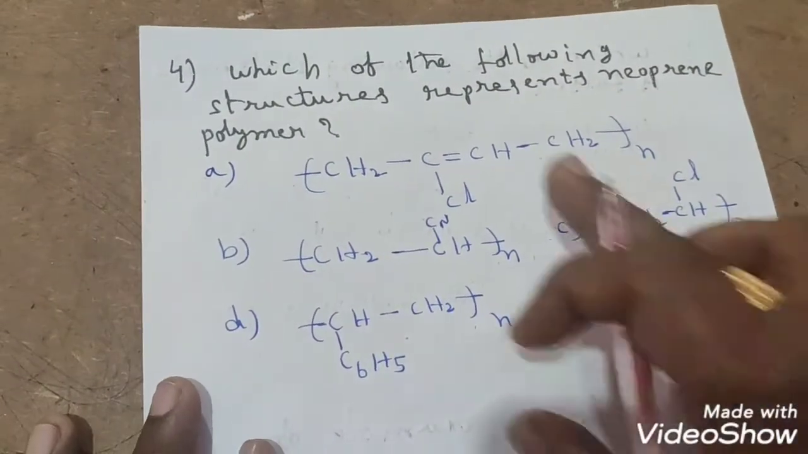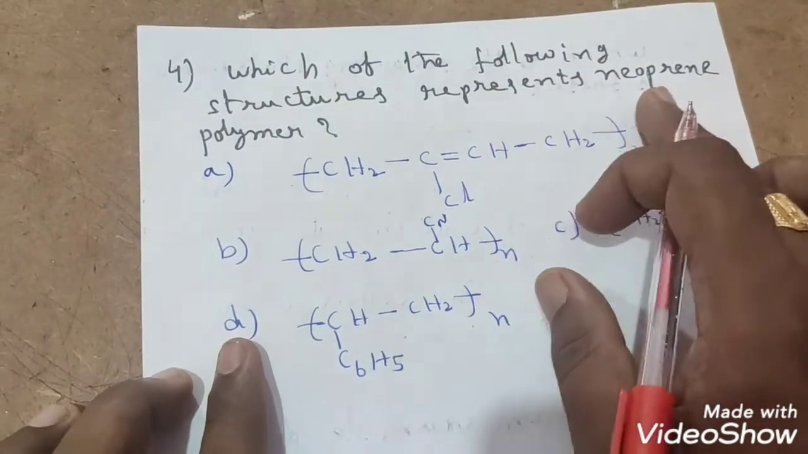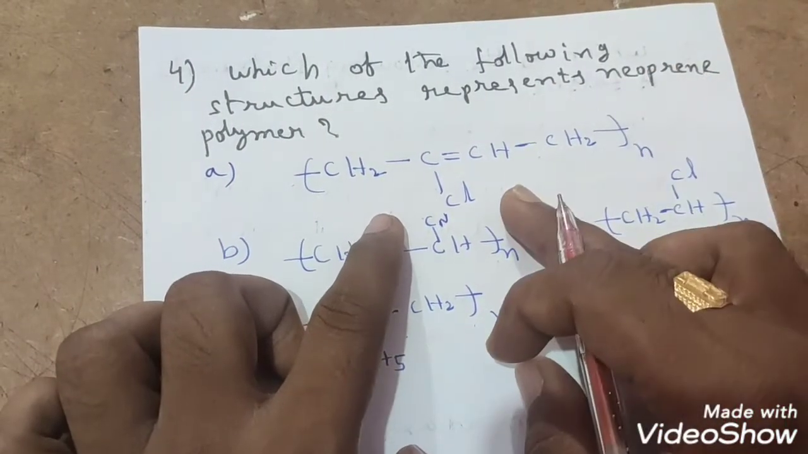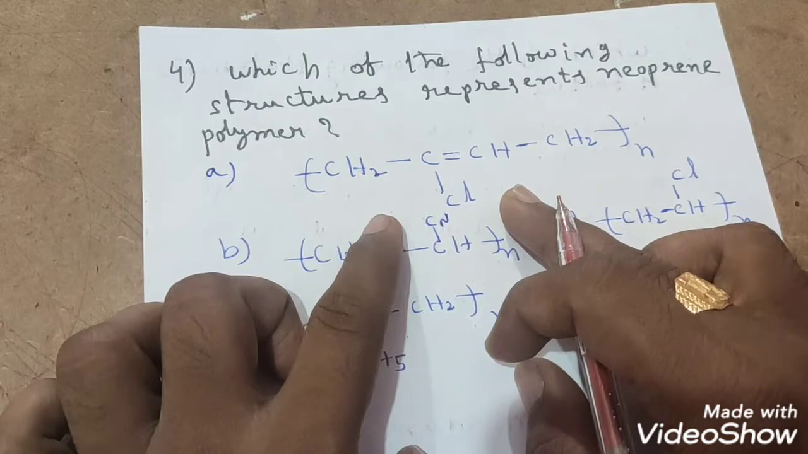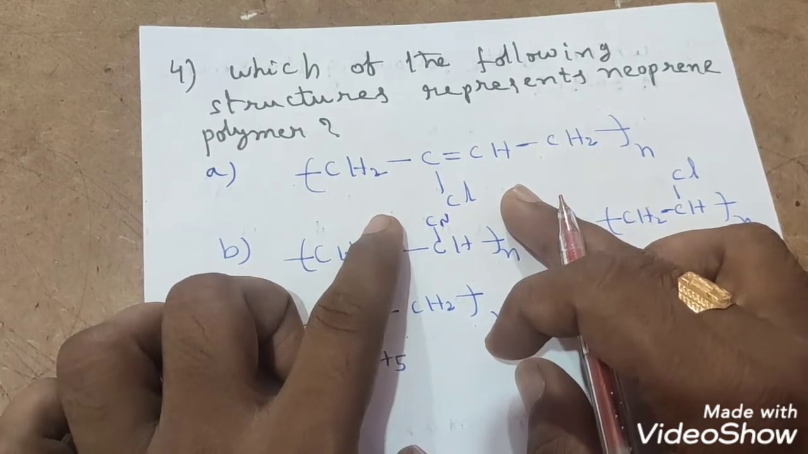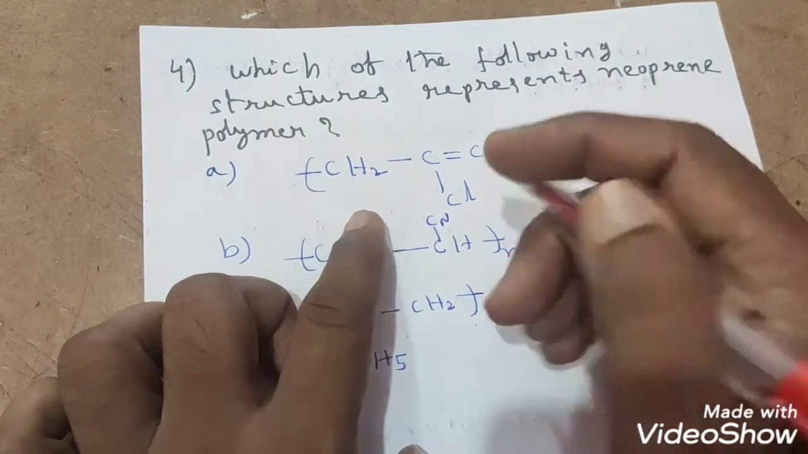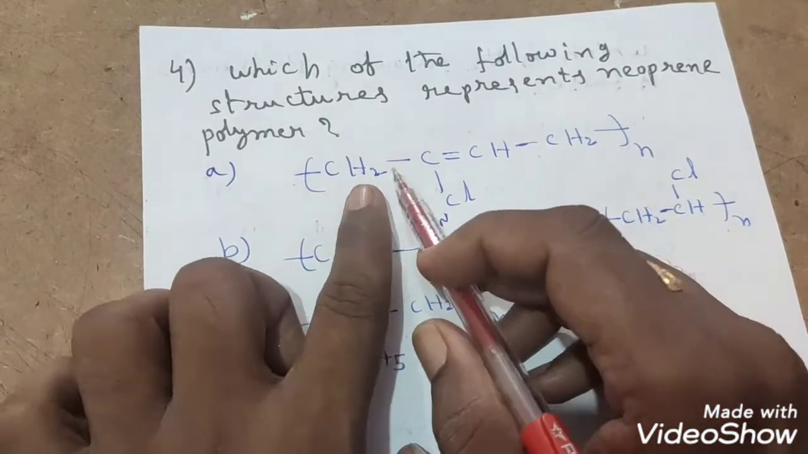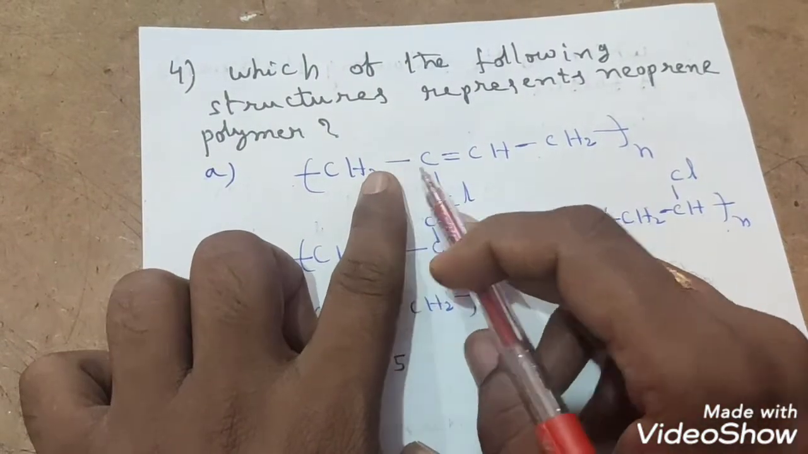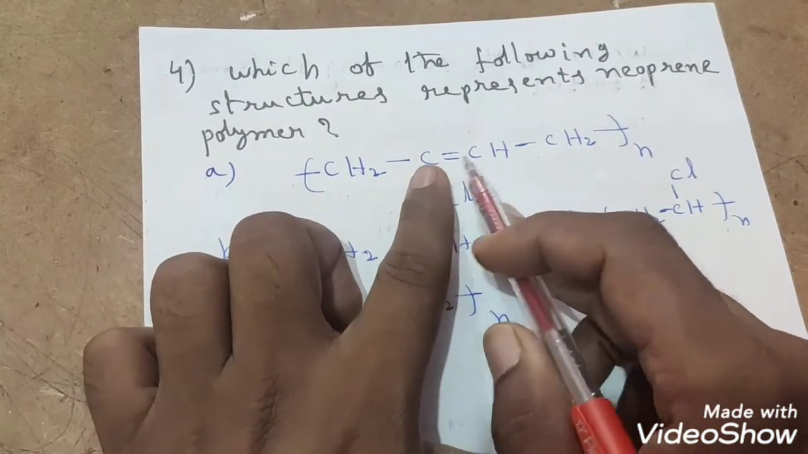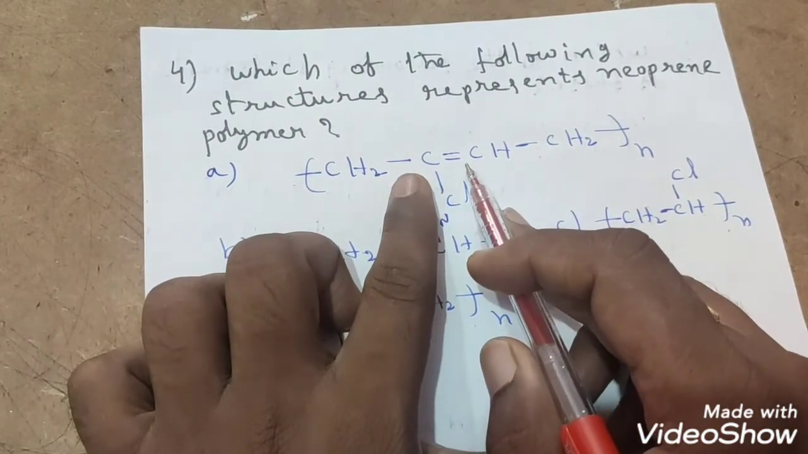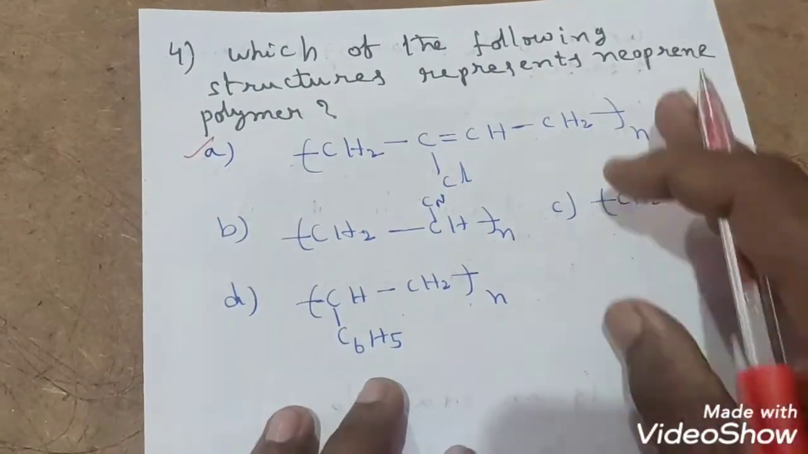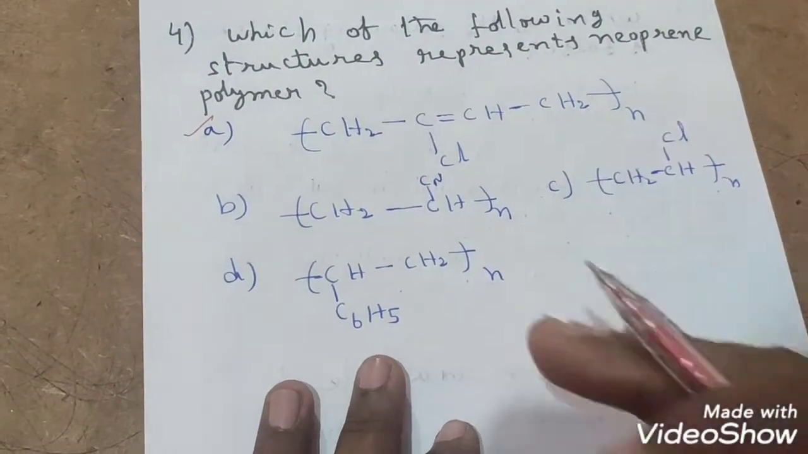Fourth question. Which of the following structures represents neoprene polymer? Just now we have seen neoprene came from chloroprene. So chloroprene formula is what? 2-chloro 1,3 butadiene. That means 4 carbons, right? 1, 2, 3, 4 are there. At the second position chlorine is there, right? In 1,3 butadiene, homolytic fission will take place and between the second and third position a double bond will arise. Everybody knows it. So that's why this structure is the correct structure for neoprene, students.